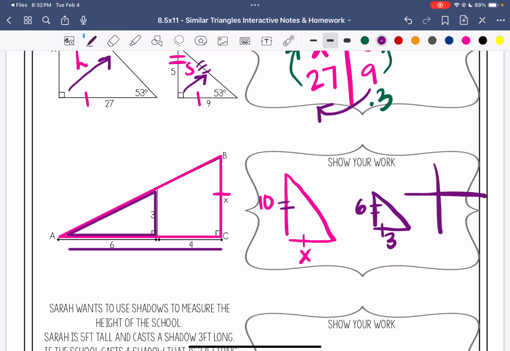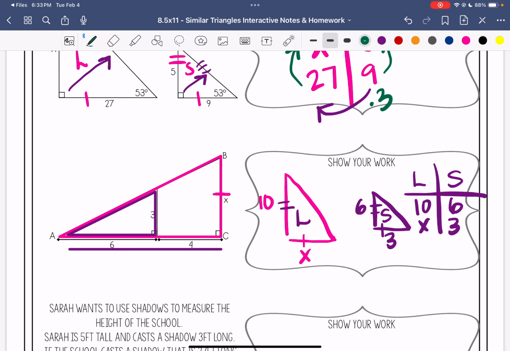And to set up my proportion, I'm going to call this my large triangle, and this is my small. Now, obviously, that's not the technical term, but I'm just trying to show you how to set a proportion and solve for your unknown. So the only values that can be on the left side that correlate with the large triangle would be 10 and x, and order matters. I can't put 3 next to 10 because those aren't corresponding sides. I'm going to use 6 and then I'm going to use 3.